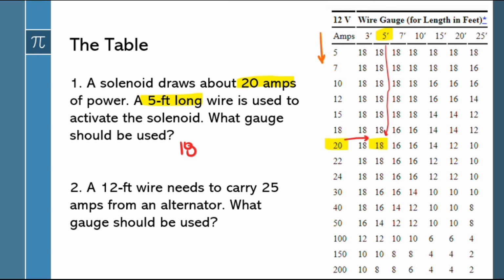Number 2 in green. We have a 12-foot wire. I'm going across the top right now, and I see my choices are 10 feet or 15 feet. Like I said, always round up. You're on the side of caution. So we're going to use the 15 feet. And we need to carry 25 amps. Once again, for the amperage, we have 24 or 30. Don't choose 24. Don't be like, well, one was bigger. The right answer is to round both up. And we see where those two intersect, on the green, at 10. So we're going to use a 10 gauge wire for that alternator.